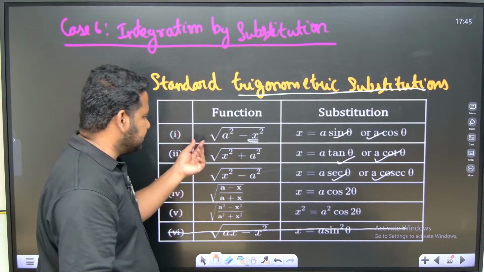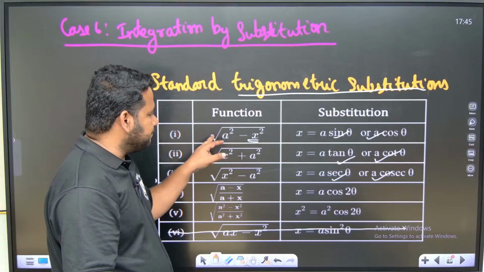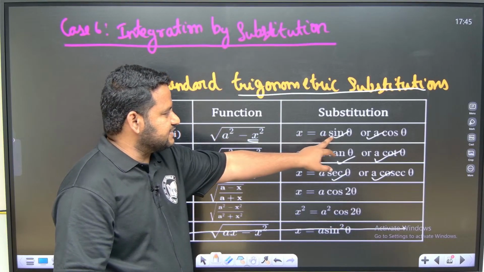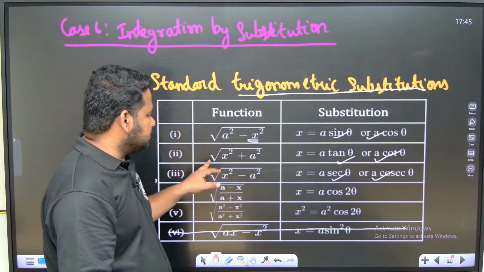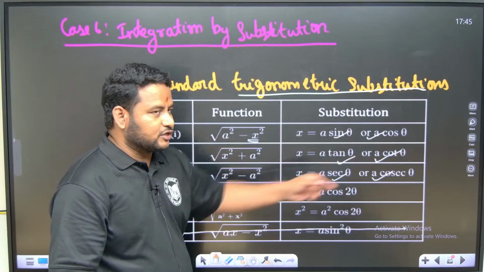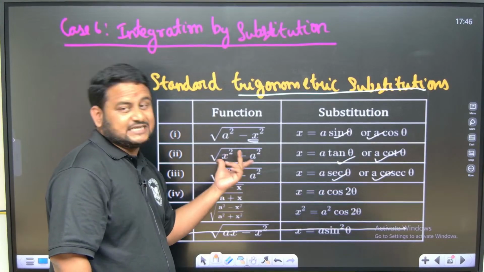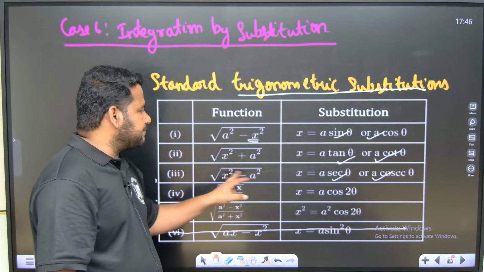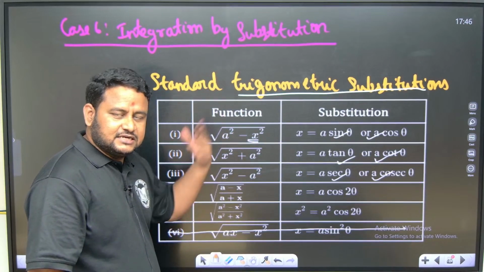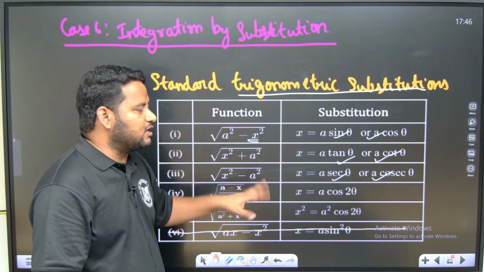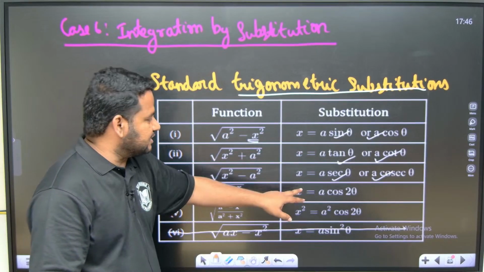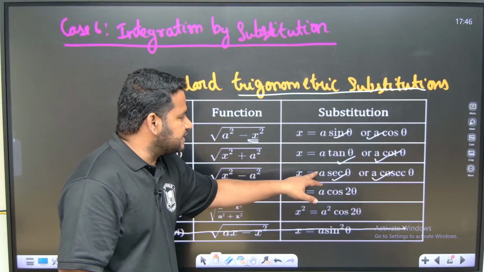If the function is of the form square root of a square minus x square, then x should be taken as a sin theta or a cos theta depending on the question. For square root of x square plus a square, you should take x is equal to a tan theta or a cot theta. For x square minus a square, it is the inverse of sin, that is a cosecant theta or a secant theta.